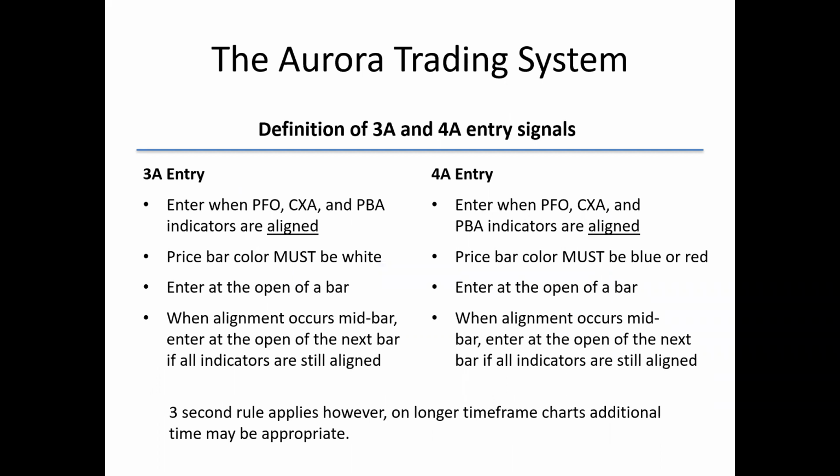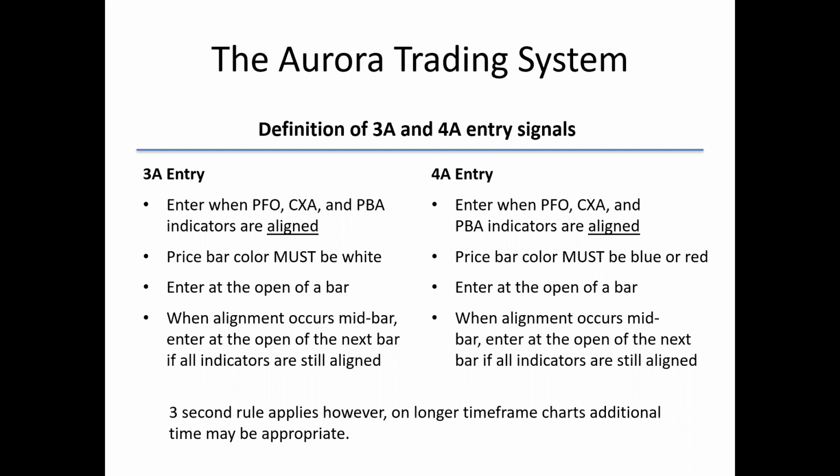So when you encounter a 3A entry, it's an alignment between the PFO, the profit flow oscillator, the CXA, and the PBA. Now, you guys are all familiar with CXA and PBA. You've learned about those in the prior 5 sessions. When those three signals are aligned and the price bar color is white, you enter the trade at the open of the bar. That's nothing new. That's the same type of action that you've been taking on every other signal within the Aurora system.